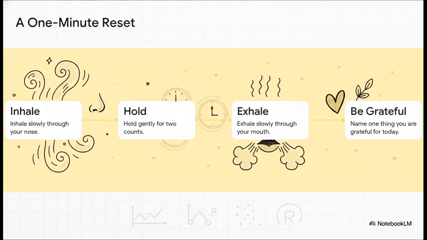But hey, before we tackle a single number, let's do a quick pattern interrupt to just reset your mindset. Let's actually do this together right now. Take one slow, deep breath in through your nose, hold it gently for a count of 2, and exhale slowly through your mouth. Now, just name one thing you're grateful for today. The honest truth is, your board exam prep doesn't reward cramming or perfection. It rewards discipline, consistency, and a lot of courage. And you know what? You've already done the hard part just by showing up.